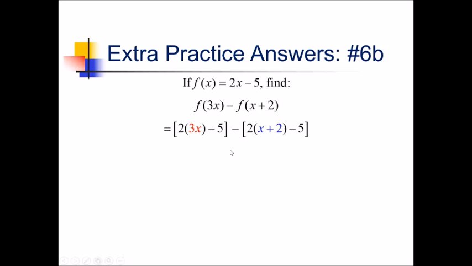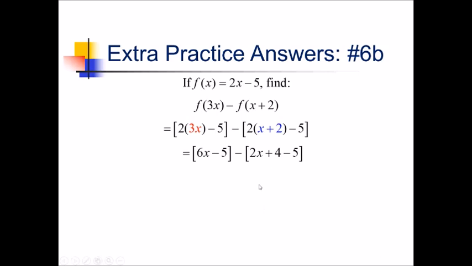Now I have to simplify this a bit. So over here in this left bracket, 2 times 3x is 6x. Still have a minus 5 in there. On the right side here, we've got 2 being distributed. So that's 2x plus 4 minus 5, which you could say is 2x minus 1 eventually. We'll just clean that up a little bit for this next step here.